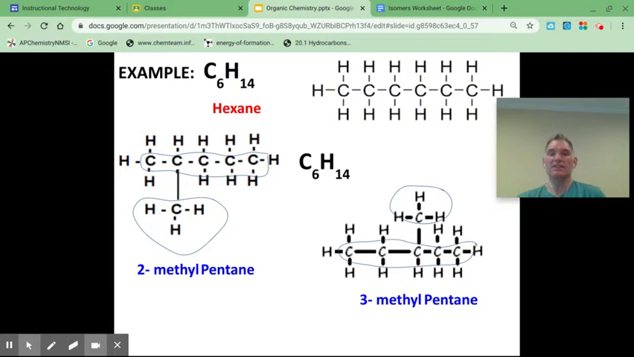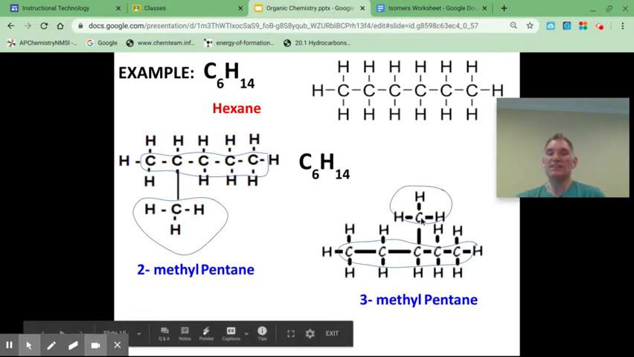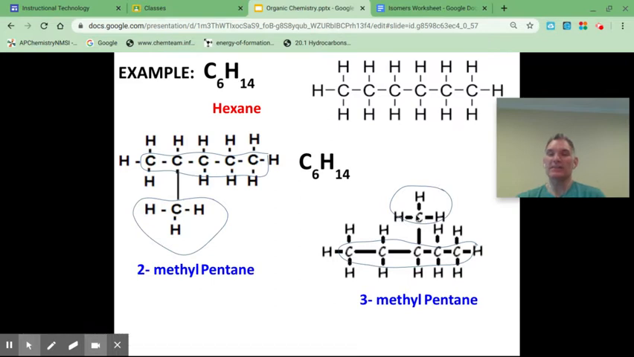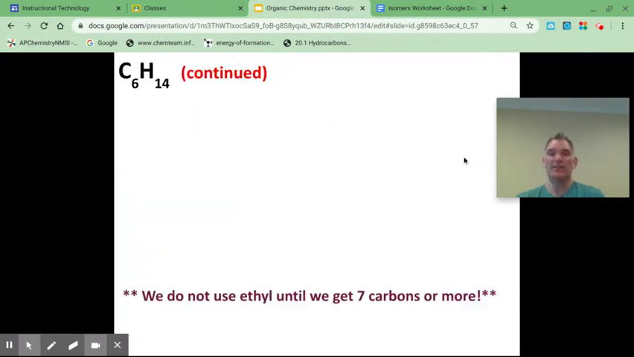Now, notice, is there any more? Can I move this over to here? You might be thinking yes, but you can't, because now that becomes just 2-methyl. So I can't move this one anymore in the middle here. So what's the question I have to ask myself? That's right. Can I pull another carbon off and put it in the middle at the same time? And we can. So C6H14 is going to continue. I ran out of room, so I'm going to go to another slide.